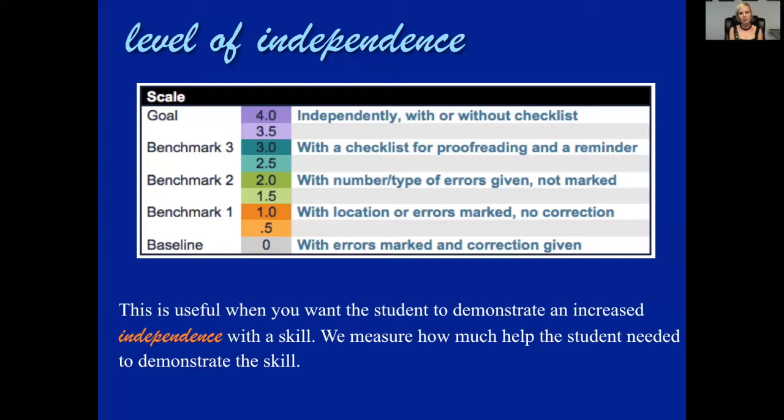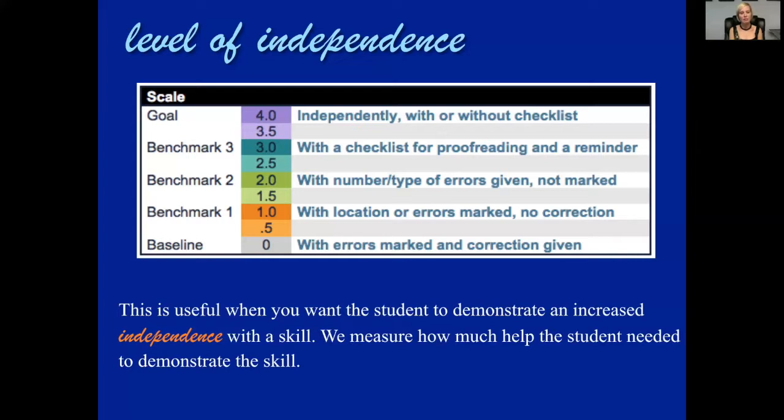For level of independence, I've not included any numbers, or the numbers are what are on the scale, 0 to 4, but the words that go with the numbers are used in the way that we would populate any rubric. We can use words, not only numbers, on our goal attainment scale.